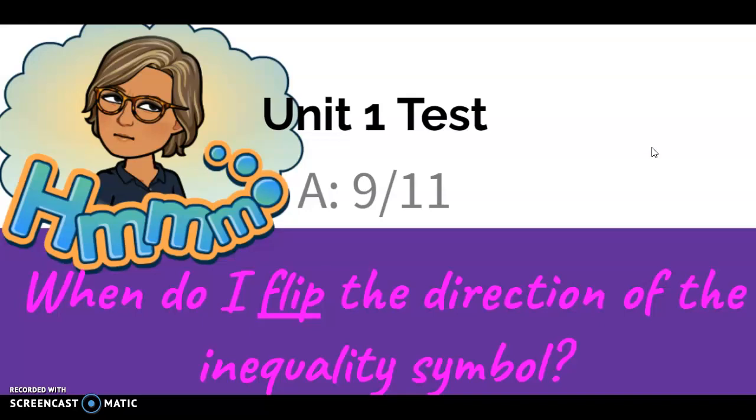Okay, before we started, I had this question on the screen that asked, when do I flip the direction of the inequality symbol? And the answer to that question is anytime you are multiplying or dividing by a negative number. Okay, that is when the direction of that inequality sign will switch.